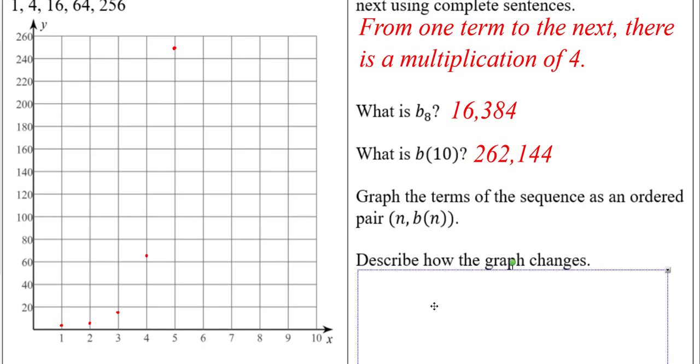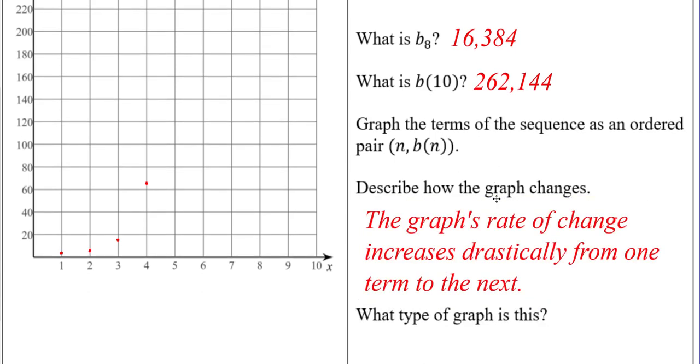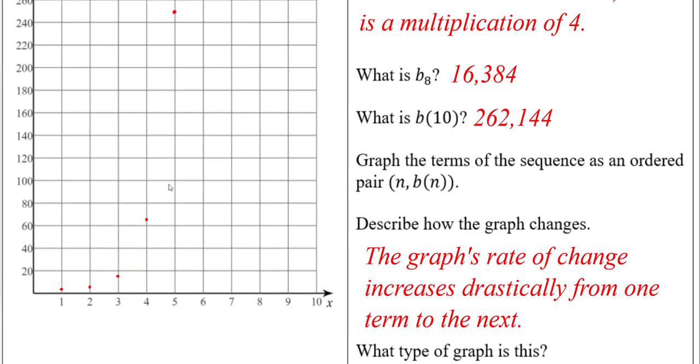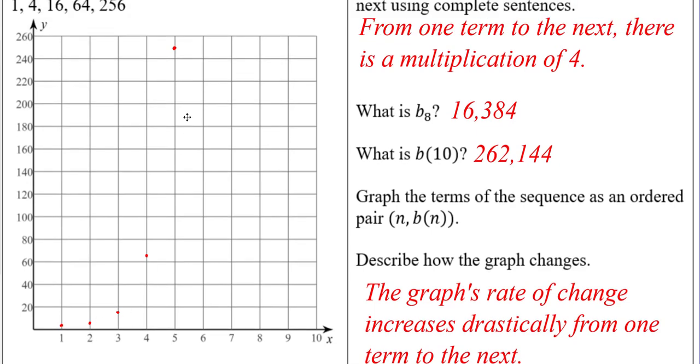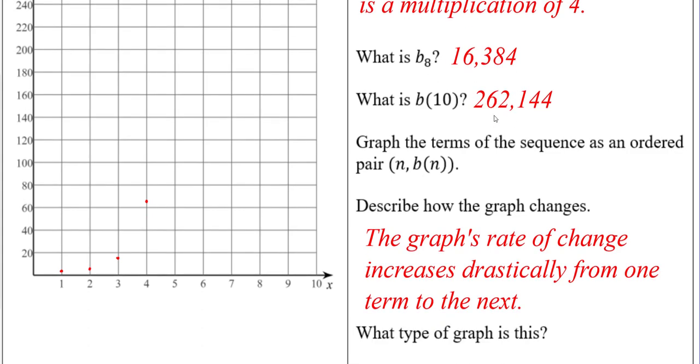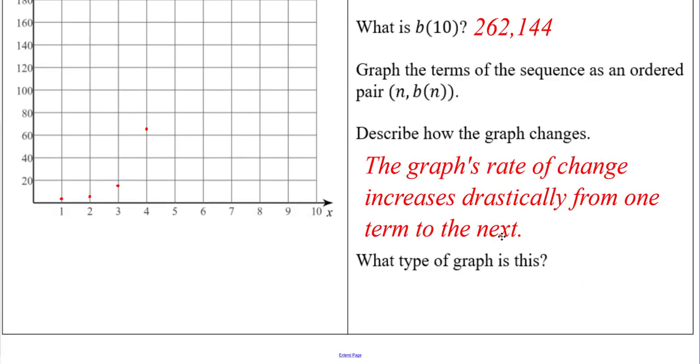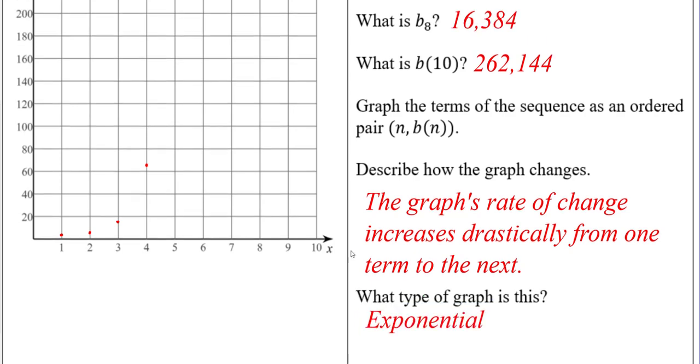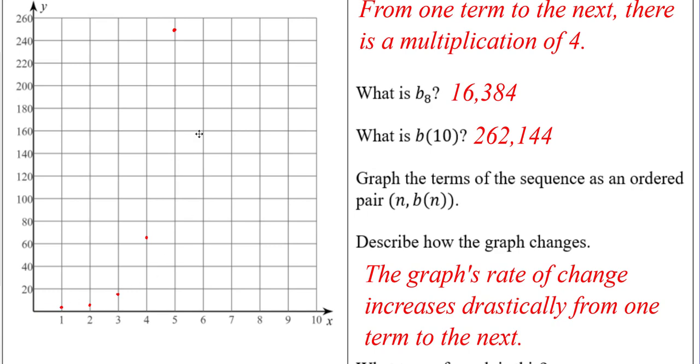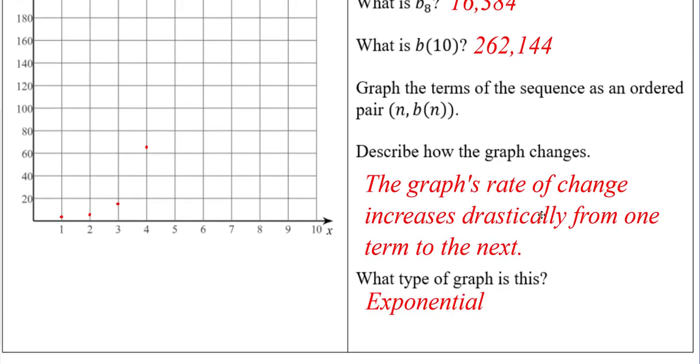So how could we describe this? I would say something like the graph's rate of change increases drastically from one term to the next. Now, it's not so drastic in the beginning, but after those first few initial steps, it's going to get more and more drastic. Look at what happened from 8 to 10. We went up well over 200,000. Okay, so it is going to be very drastic. And if you haven't guessed already, the type of graph this is, is an exponential graph. Okay, so we're going to be dealing with exponential functions pretty soon here.